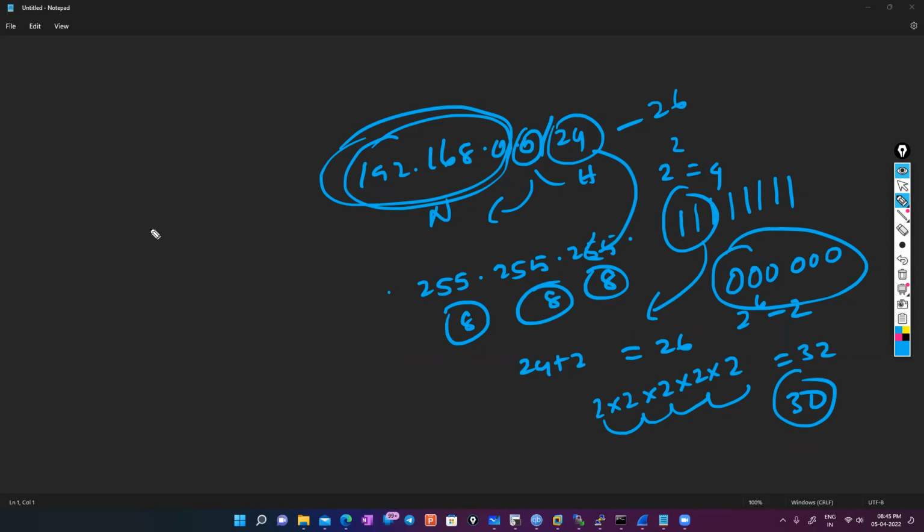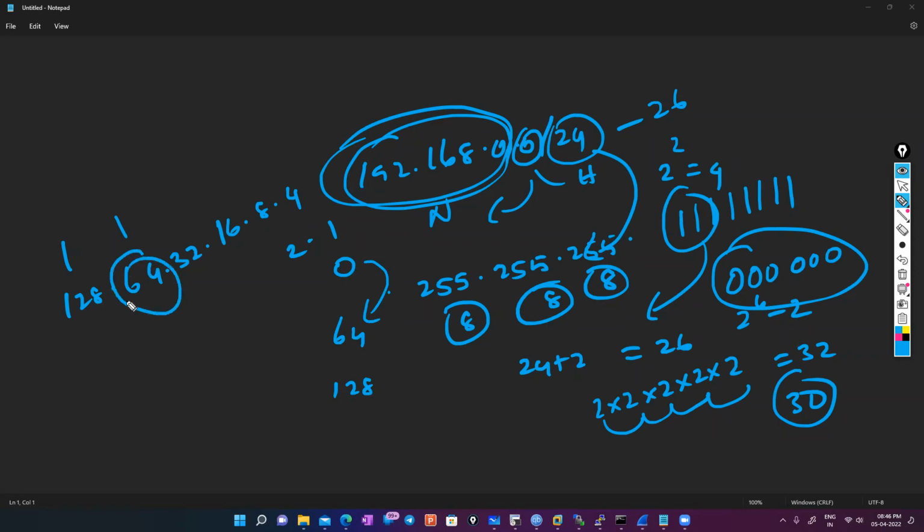Got it? So let me write in this representation 128, 64, 32, 16, 8, 4, 2, 1. So what are the bits occupied? These 2 bits are occupied. Right, 24, 25, and 26. So what is my first address? It starts with 0, 64, 128. So it should be an increment of 64.